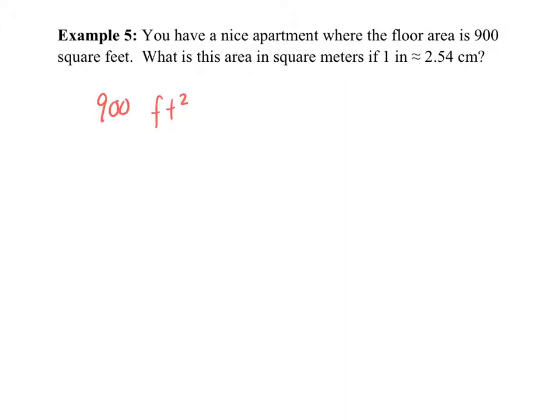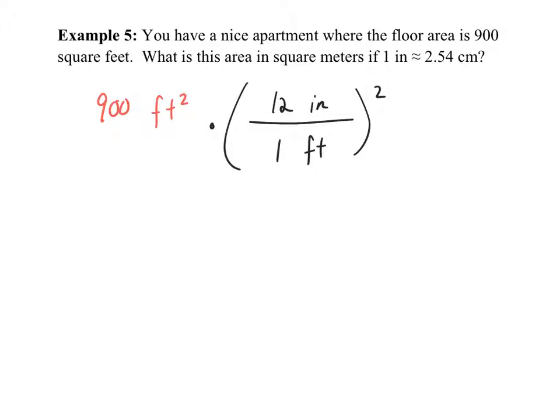And that's my value. You could start by saying, okay, well, let's convert feet down to inches, and then let's convert inches down to centimeters, right? So here's feet and this is inches. There's 12 inches in a foot. But if I leave it like that, I'm not getting rid of the square feet. I'm only getting rid of feet, right? So I need to square the entire conversion factor.